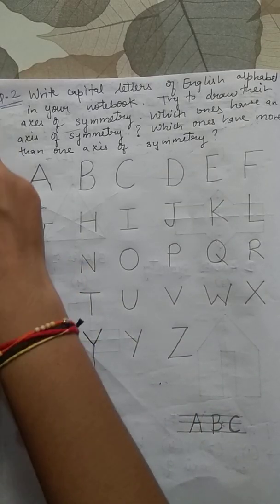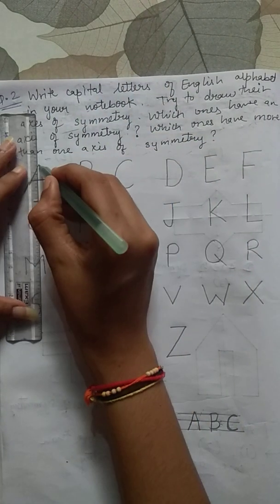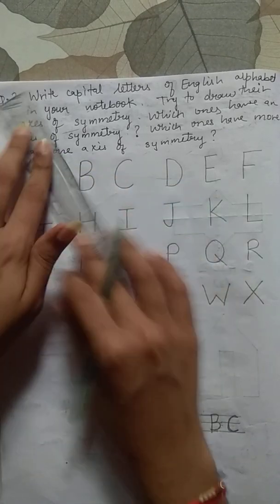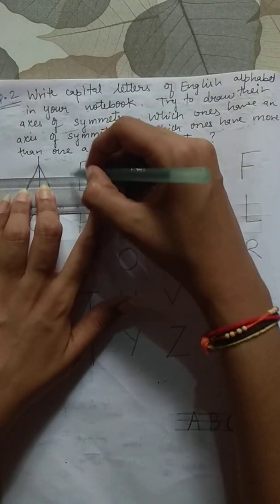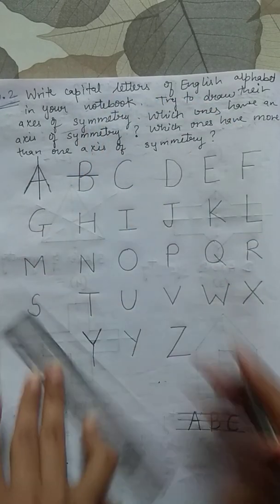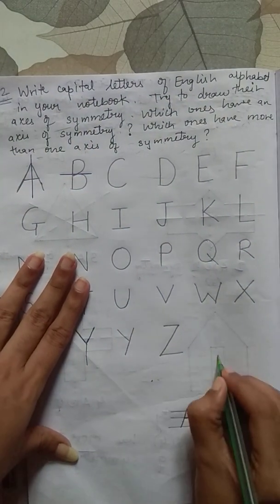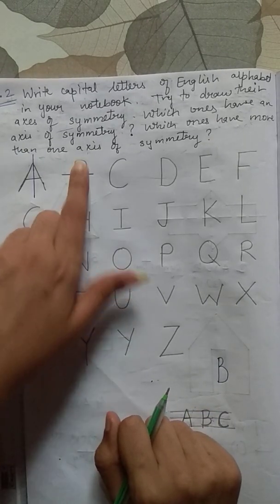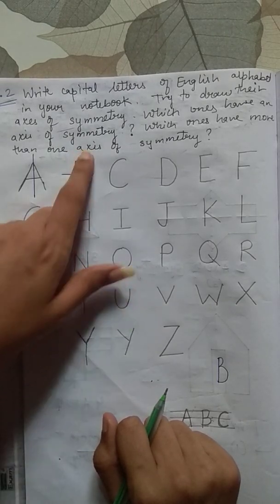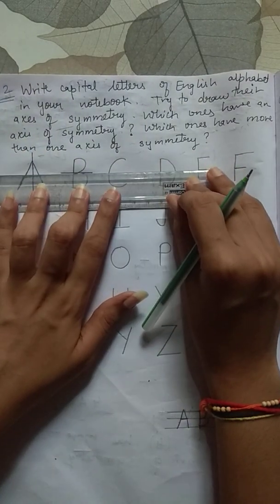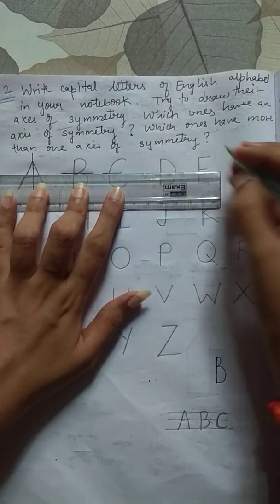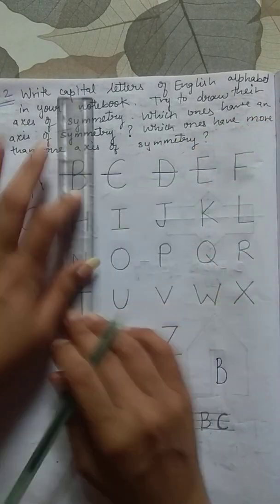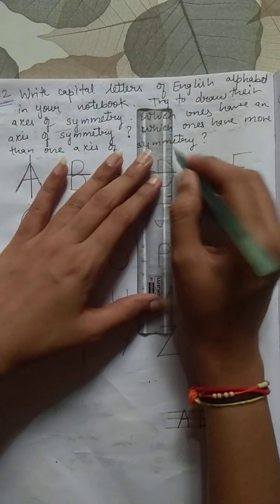So letter A. I'm going to draw one line directly. You know what an axis of symmetry is. Letter B, a horizontal line can be drawn, if you are drawing B in this manner. Otherwise, you won't get an axis of symmetry, so draw both curves of equal size. Then C also has one axis. Even D has one axis of symmetry. Even E has one axis of symmetry. We can't draw vertical lines for these letters.